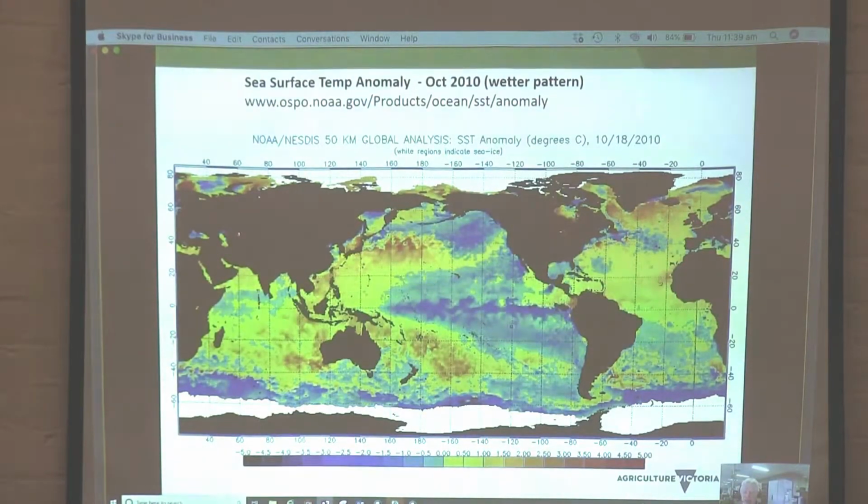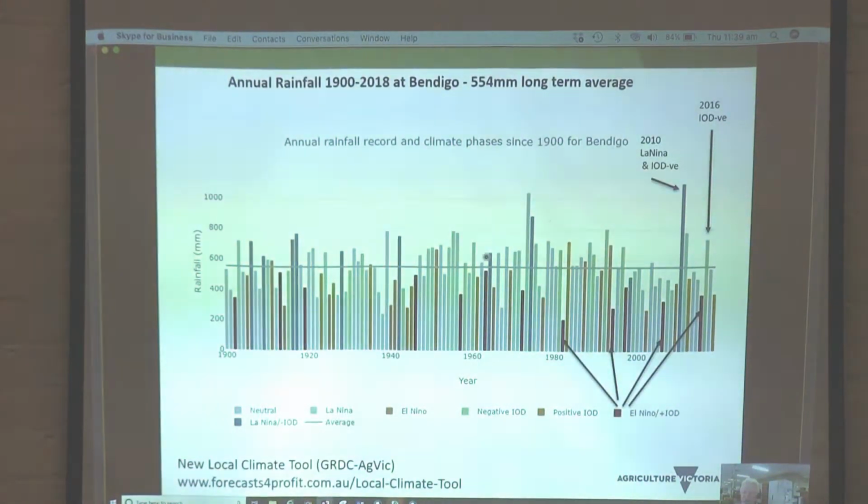So that just shows that's natural variability, and these systems that drive that from one year to the next, they're going to keep driving our weather. There's just also looking at, well, how does climate change affect some of those drivers? This is just from Bendigo, a long-term rainfall record. But this is a website we've just created in the last few months called Forecast for Profit.